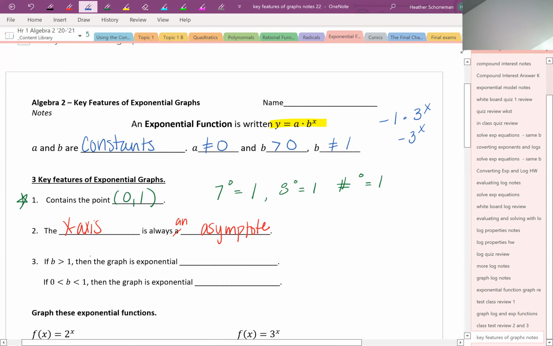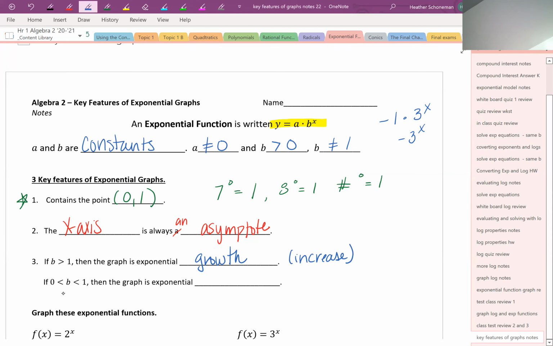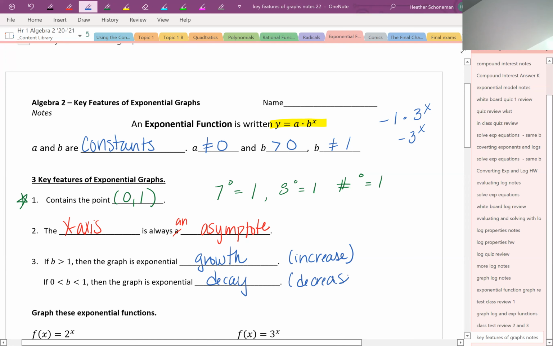Okay, there's two different options. If b right over here is greater than 1, then it's going to be exponential growth. Okay, and your graph will increase. But if b is between 0 and 1, meaning it's a fraction, 1/2, 1/3, so forth and so on, okay, then it's going to be exponential decay, meaning that it's going to decrease.